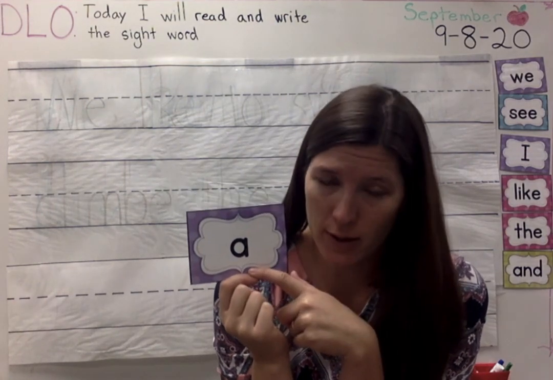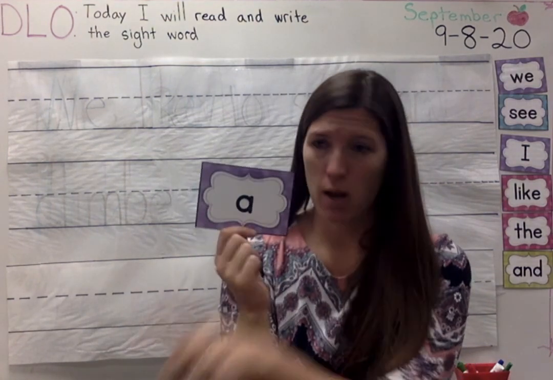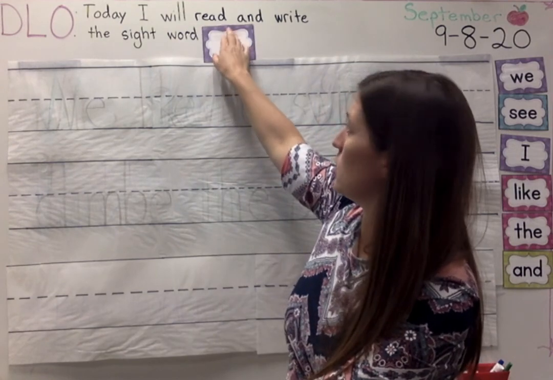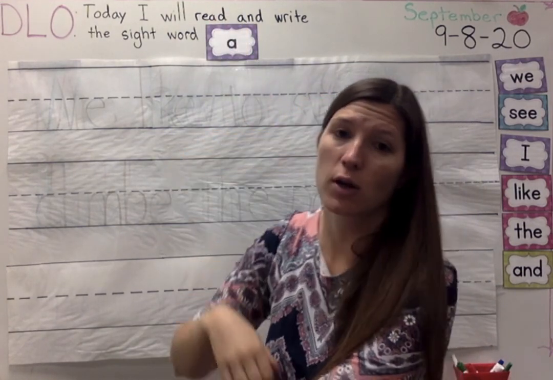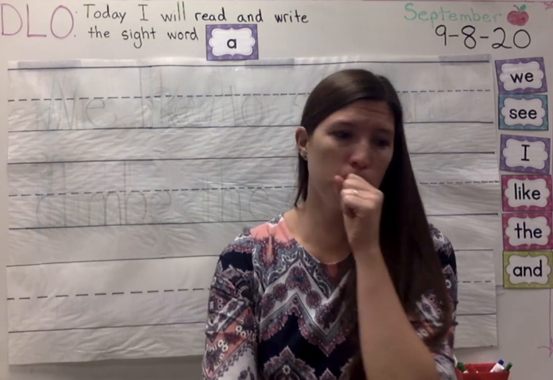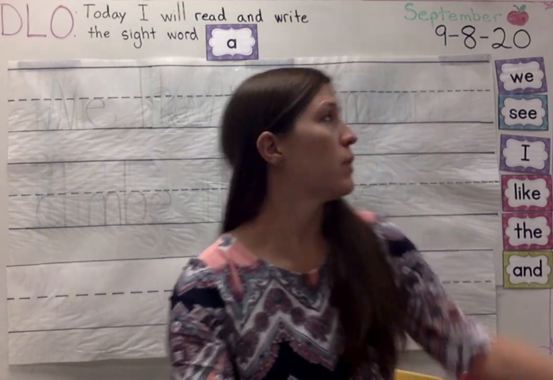is the word, and it means one. So you don't say, I have 2 dogs. No, you say, I have a dog. It means one dog. Okay, let's go over we.